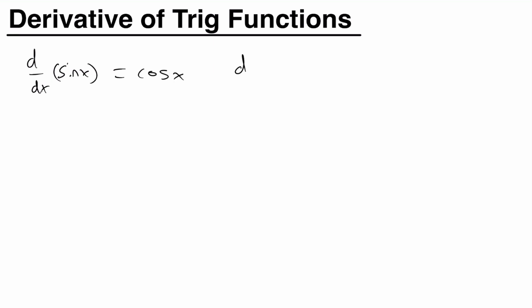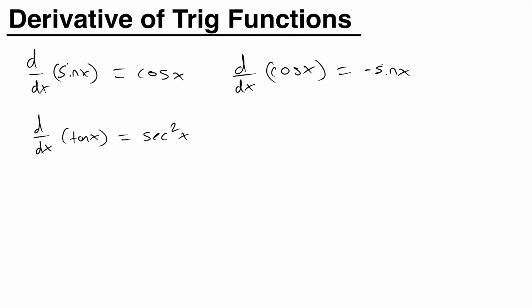The derivative of cosine x is always equal to negative sine x. The derivative of tan x is always going to be equal to secant squared x.